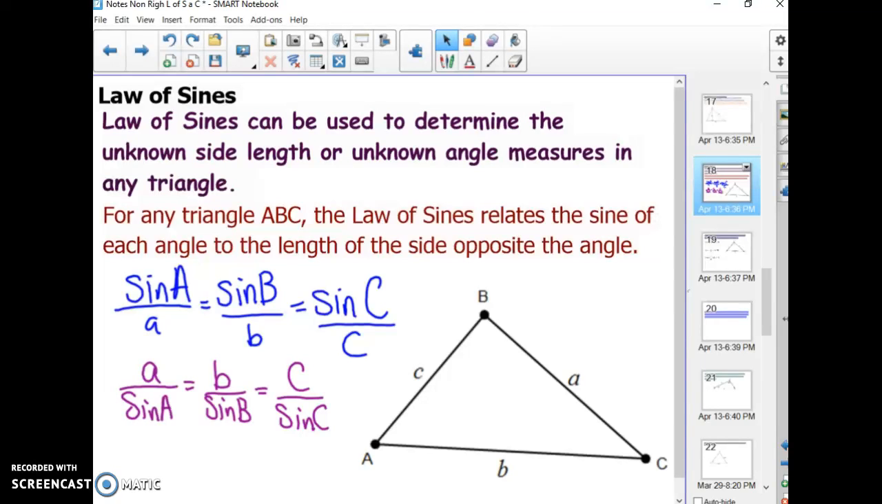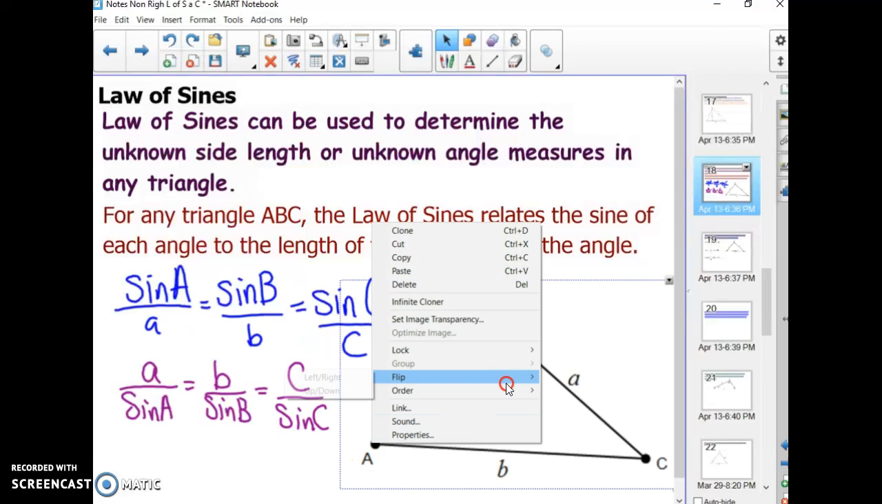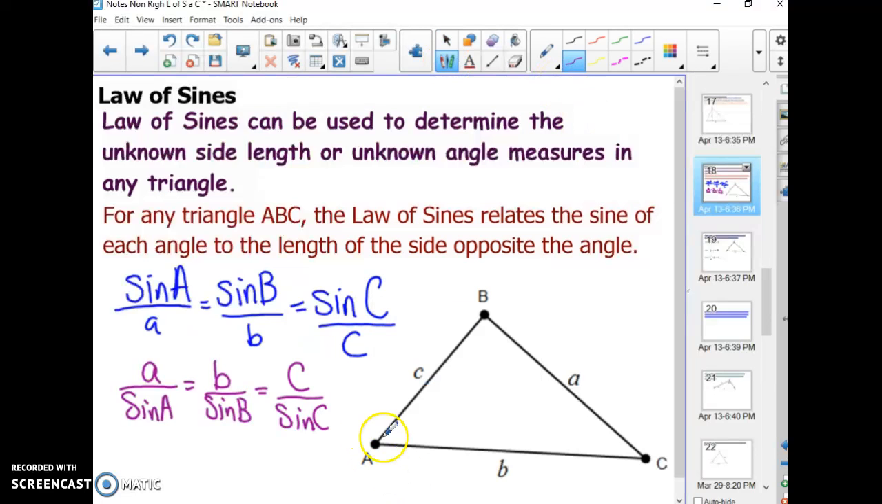All right, so we've derived the law of sines. I can have it where sine is on top and the opposite side is on the bottom, or I can have the side on top and the sine on the bottom. Here's the thing: it relates the sine of each angle to the length of the opposite side, so it has to be opposite. That's the big thing. If I'm using angle A, the opposite side is little a.